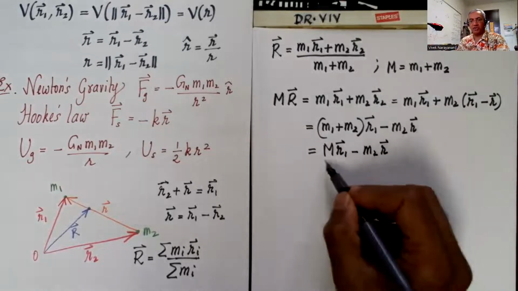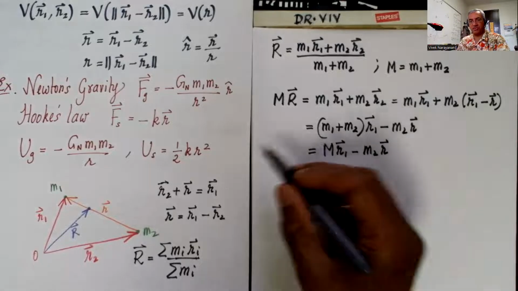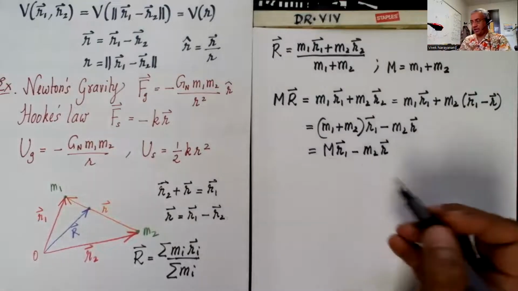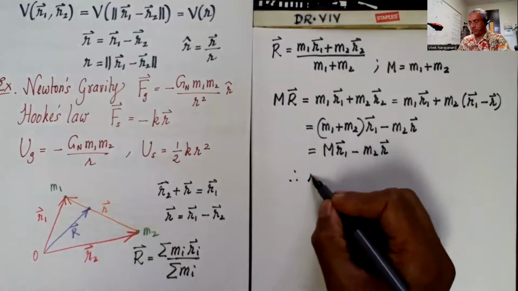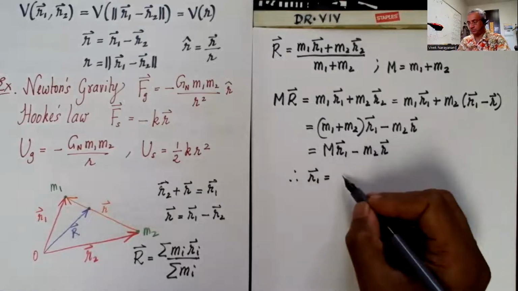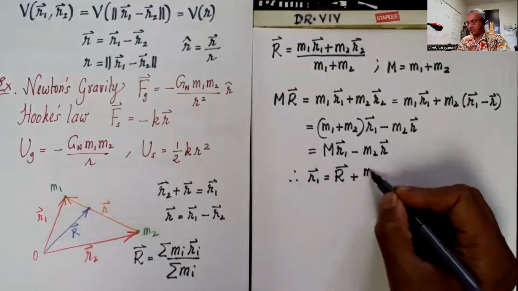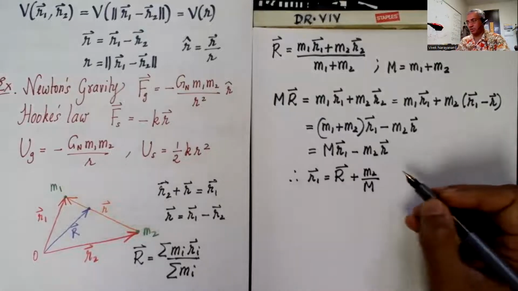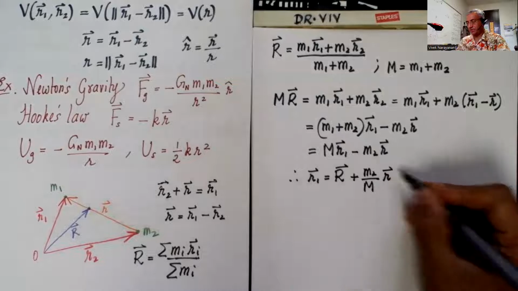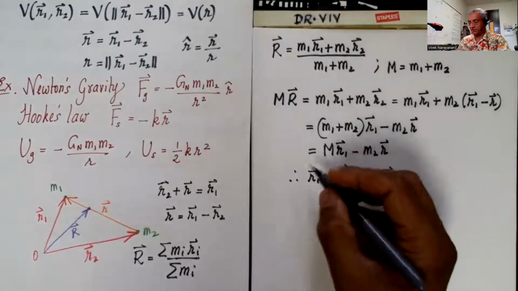This I'm going to solve for R1 by taking M2 R to the other side and dividing by capital M. So therefore, R1 equals capital R plus M2 over M little r. I'm going to save that equation. I'll just box it.